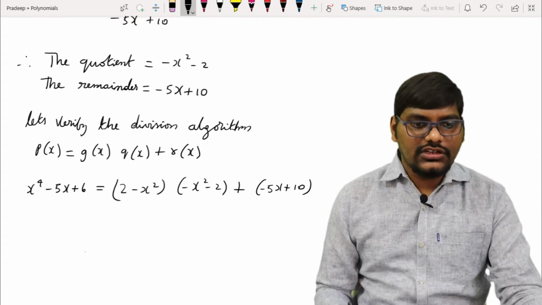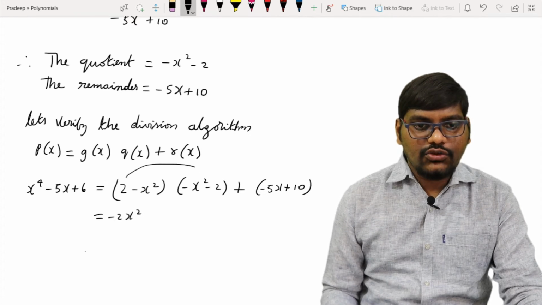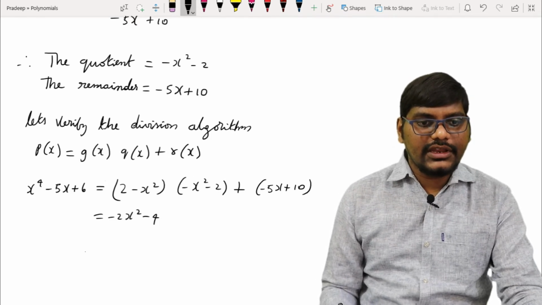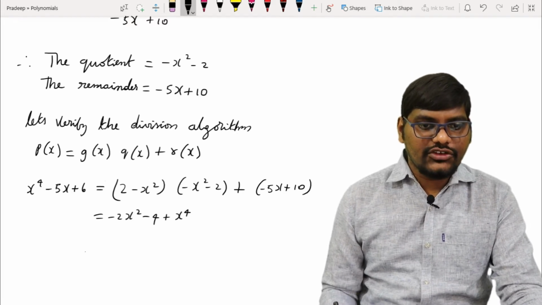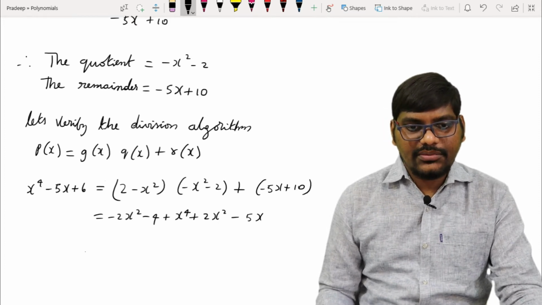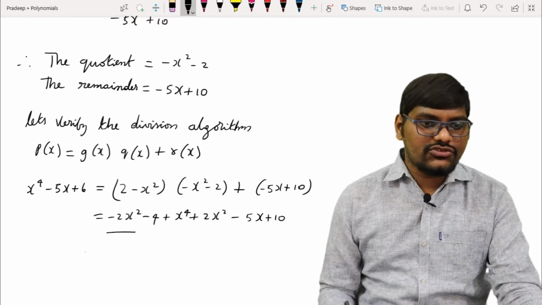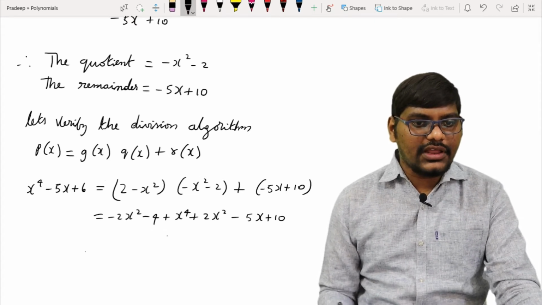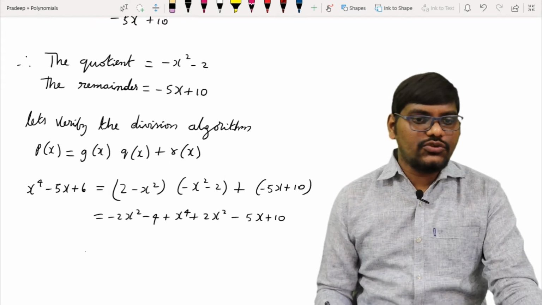Okay, so let's solve this left hand side, that is 2 into x square is minus 2x square and 2 into 2, that is minus 4. Okay, so this is x square into x square, that will be minus into minus, that is plus x power 4, and this also I'll just multiply, minus into minus plus 2x square. Okay, so this is minus 5x plus 10. These are the remained values. So let's check one more time. 2 into x square is minus 2x square and 2 into 2, that is minus 4, and x square into x square, that is plus x power 4, and this is x into 2, that is plus 2x square.